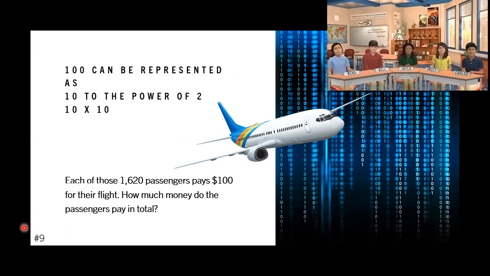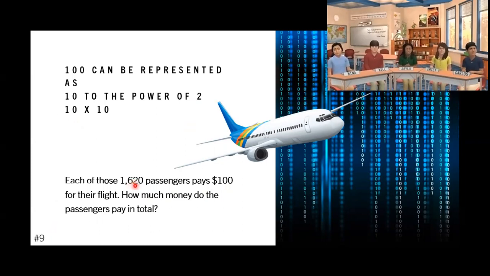Any idea? The number 100 can be represented... You mean as all 10 of the passengers? How much of the 1,620 passengers? Now we're going to use the power of 10. You see there is 100. It has a power of 2. 10 times... Yeah, 10.